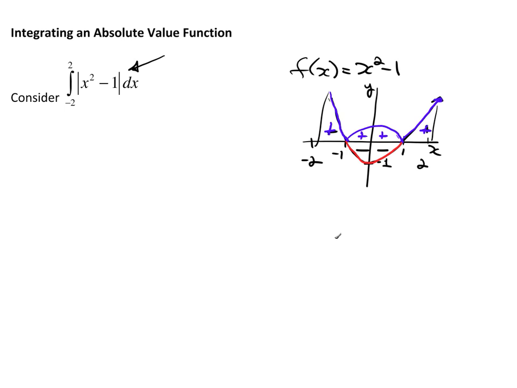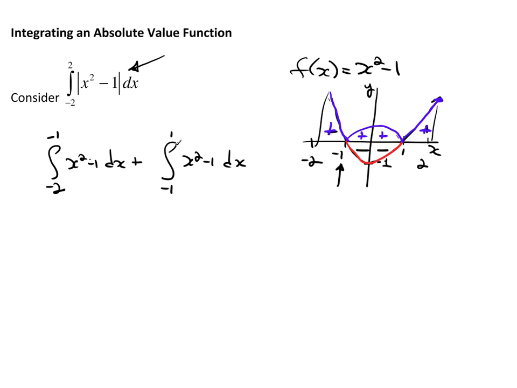Now to actually do this, I need to break this up into 3 different components. I would first have to integrate from -2 to -1 of x squared minus 1 dx. Then I'm going to add that to the integral from -1 to 1 of x squared minus 1 dx.